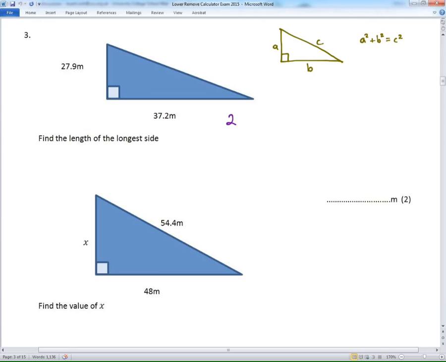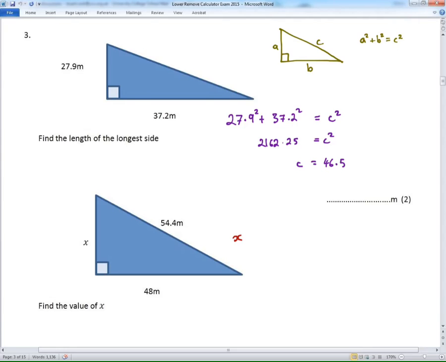Okay, using that knowledge, maybe if you forgot about Pythagoras, you should pause the video now and try this question. Okay, so we get the shorter side squared, 27.9 squared, plus the other shorter side squared, 37.2 squared, and that's going to be the longer side squared. When you do 27.9 squared and add it to 37.2 squared, you get 2,162.25, and then we square root that to give us the answer, 46.5.